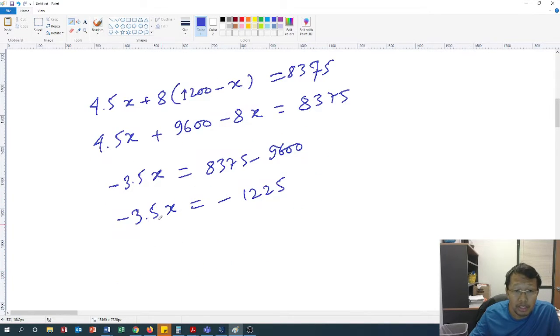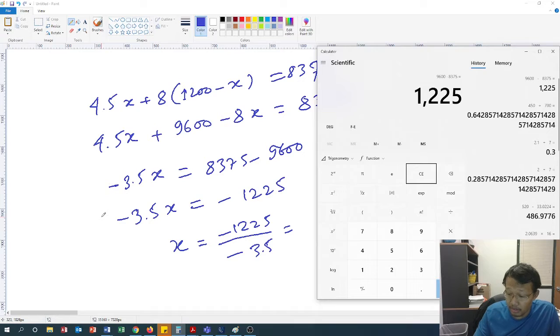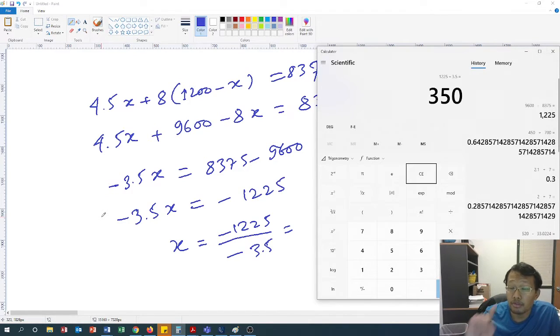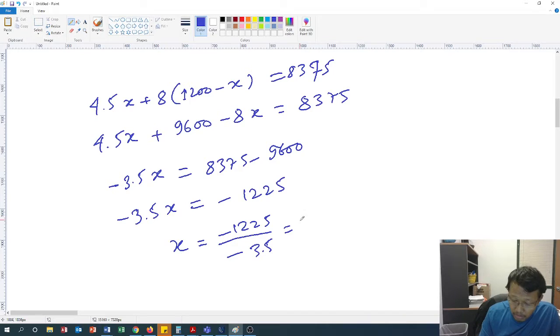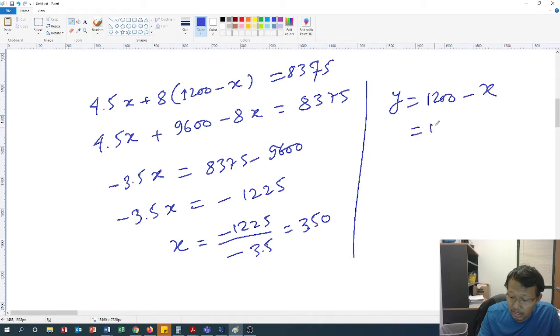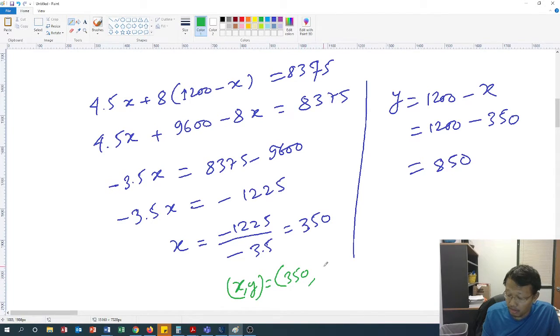Then let us divide both sides by negative 3.5. So that would simply be 1225 divided by 3.5 equals 350. So this is 350. And then you can clearly realize that y equals 1200 minus x. So that is simply 1200 minus 350, that's 850. So we can write this as x comma y equals 350 comma 850.